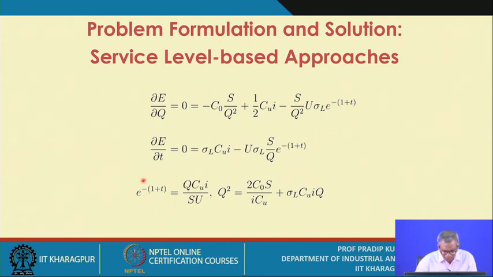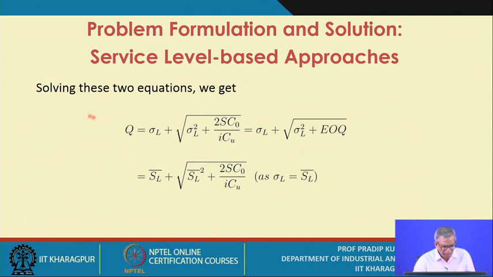So ultimately you have these equations, one for Q square, and the second one for e to the power minus 1 plus t. And once you solve these two equations, we get the expression for Q, which is sigma L plus root over sigma L square plus twice S C0 by ICU. In other words, it is sigma L plus root over sigma L square plus EOQ. And as for exponential distribution, sigma L is SL bar, so this expression is replaced with SL bar plus root over SL bar square plus twice S C0 by ICU. That means this is the classical EOQ formula.